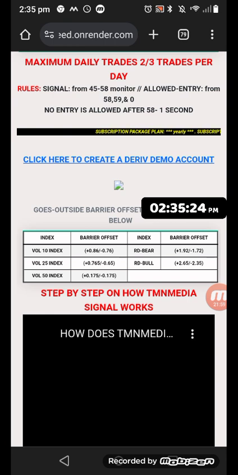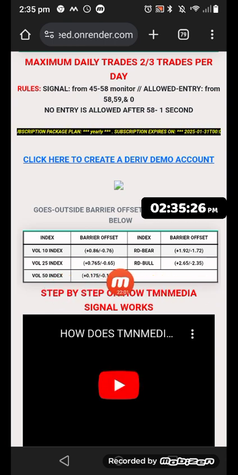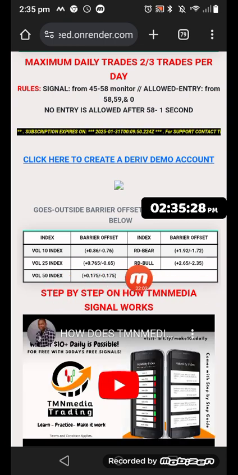You see the barrier offset here for goes outside. You see 0.1675175. You can use anything that gives you 7%. Once it gives you 7%, you are okay. Any barrier offset that gives you 7%. Mostly what will give you 7% is like 165, 158, which will give you 7%.